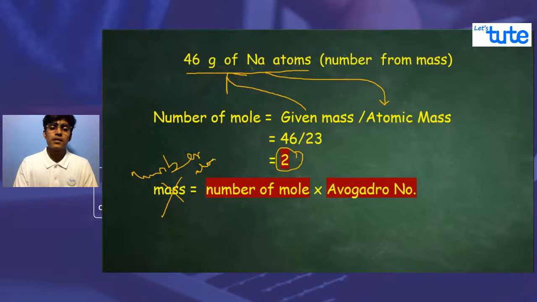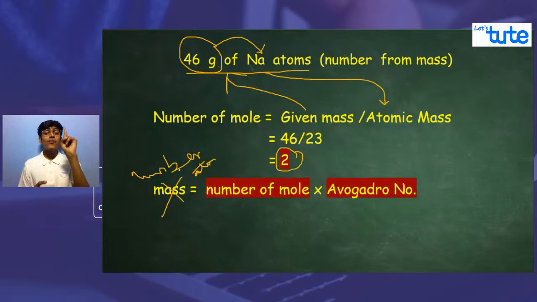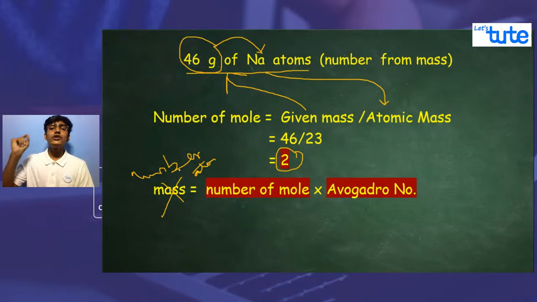I hope you can understand my handwriting. So how many atoms are exactly present in this 46 grams of sodium? The formula for the number of atoms is the number of moles multiplied by the Avogadro number. Remember, in one mole we have one Avogadro number of atoms. What is the Avogadro number? 6.022 into 10 raised to 23. So in one mole we have 6.022 into 10 raised to 23 atoms.